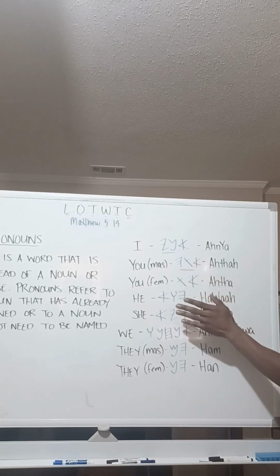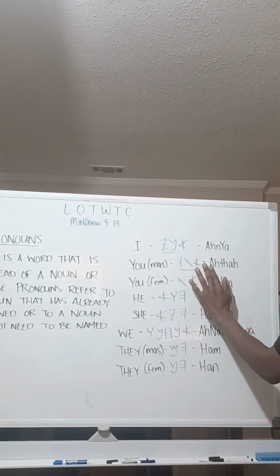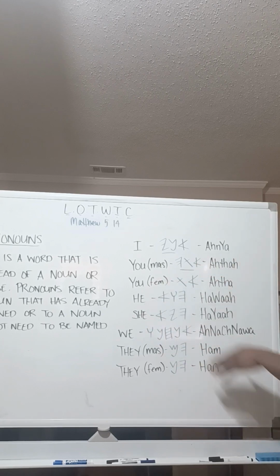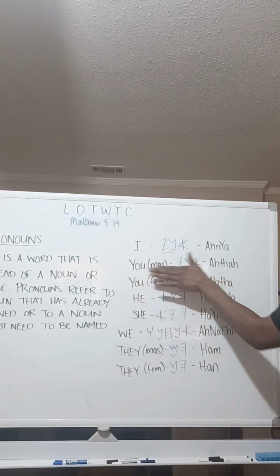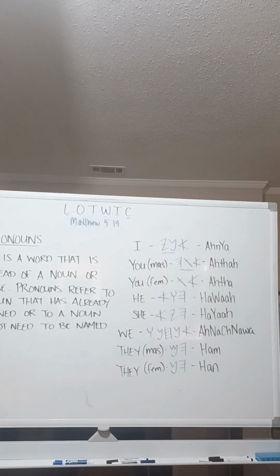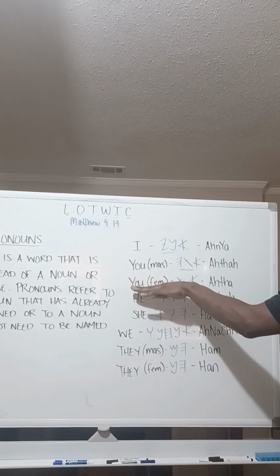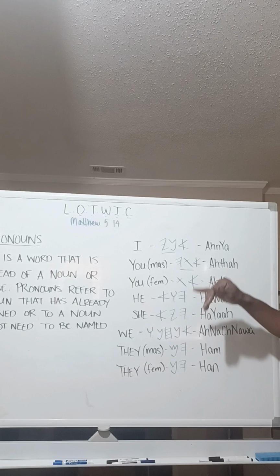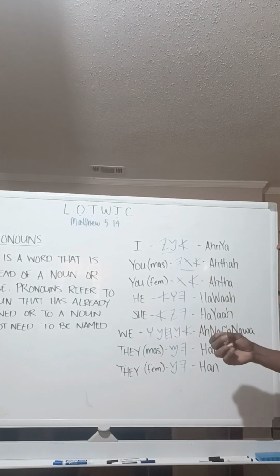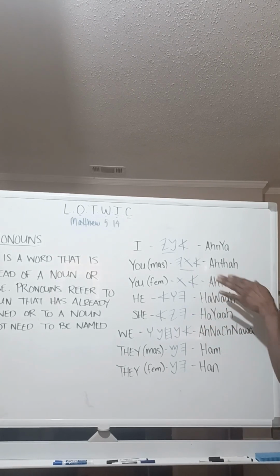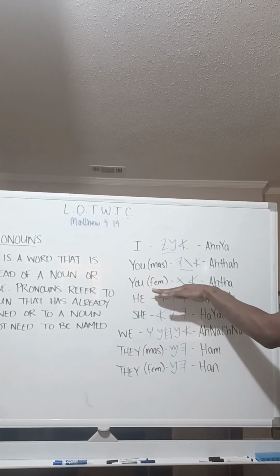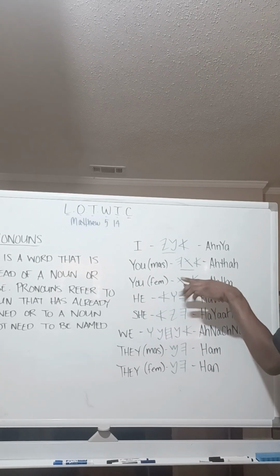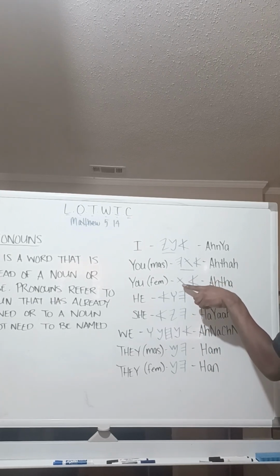So that makes it a tha, all together in one. And this is the masculine way of saying it. Down here, you, the feminine way of saying it, you will pronounce the same way, which is a tha, but this is the feminine way. So with the tha, you won't add the ha on the end.